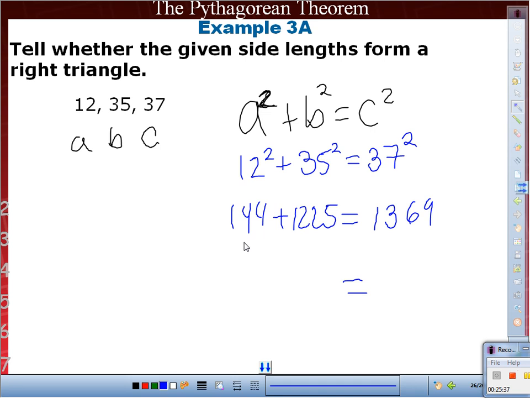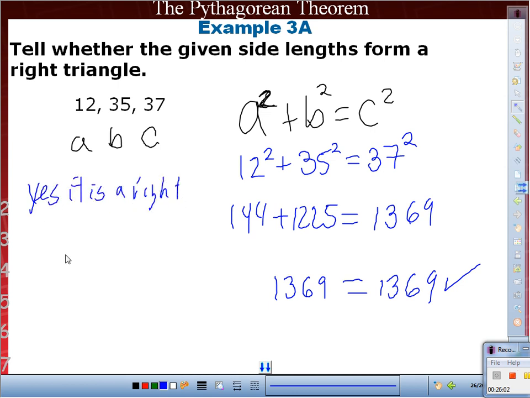No, we still need to simplify. 144 plus 1225 gives me 1,369. And what is on the other side? 1,369. Are they the same? Equal? Yes. Well, guess what we're going to write? Yes, it is a right triangle. So therefore, when will it not be a right triangle? When you simplify and they're not equal to each other.